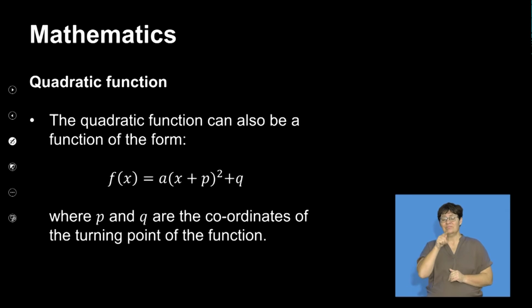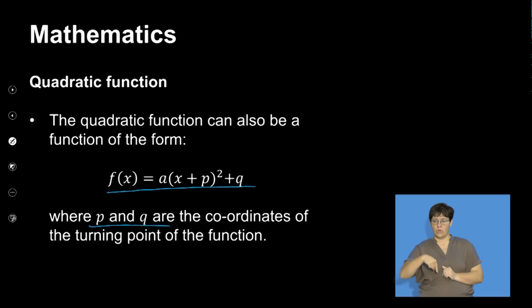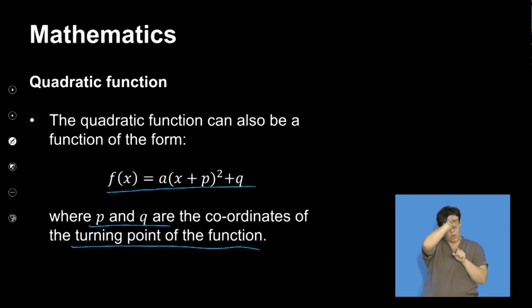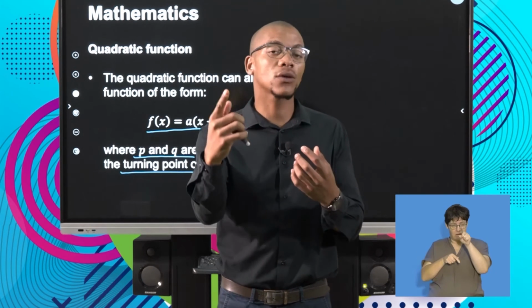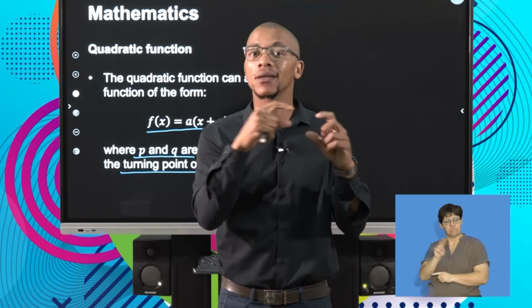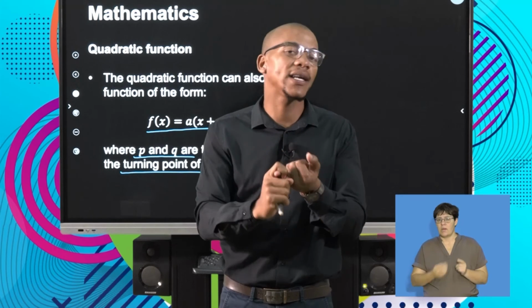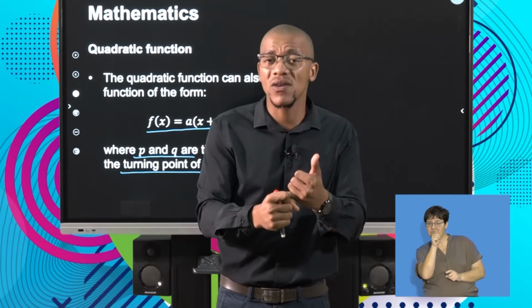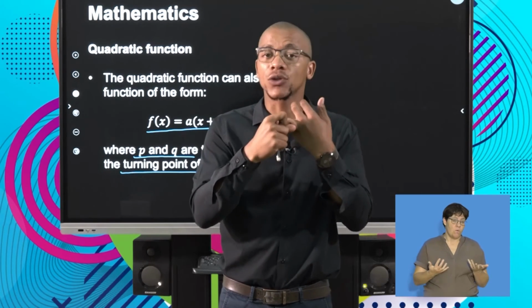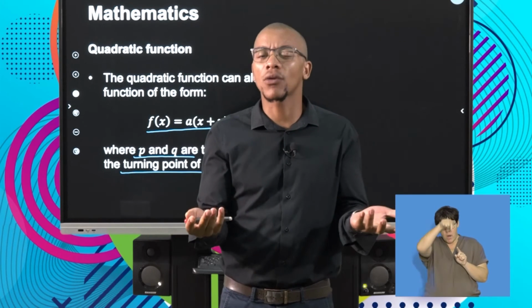Also, the quadratic function can be in the form f(x) = a(x + p)² + q, right? Where p and q are the coordinates of the turning point. So in simple terms, if you know what your turning point is, your very first thought will be to look at this particular equation in order to find the equation of that graph, or to tell what the turning point of the graph is.